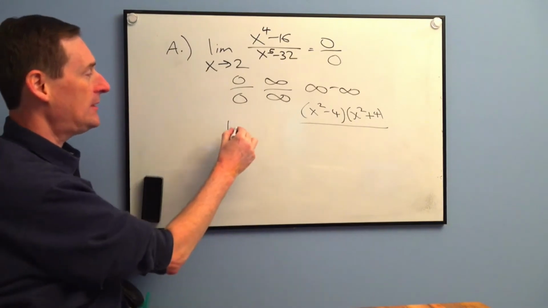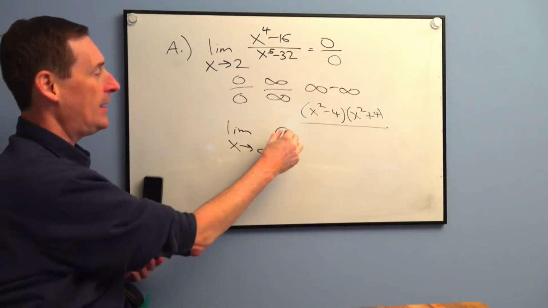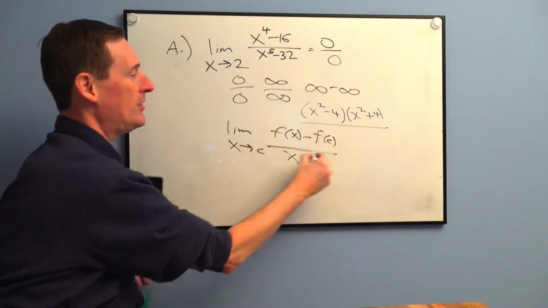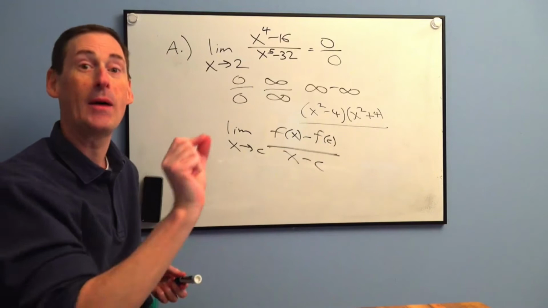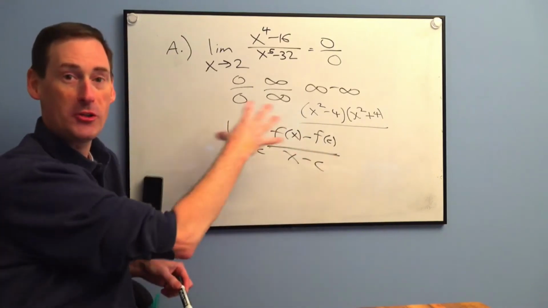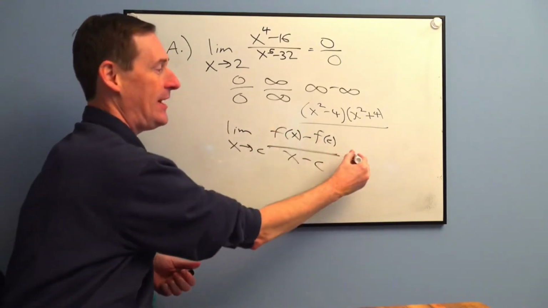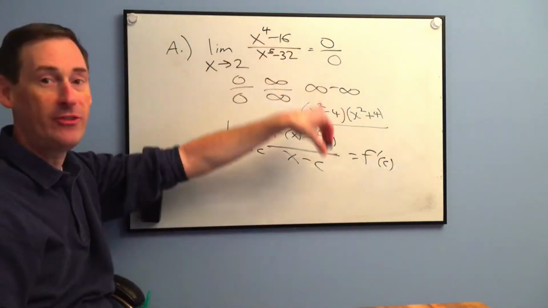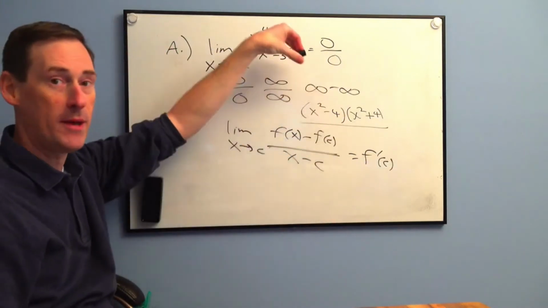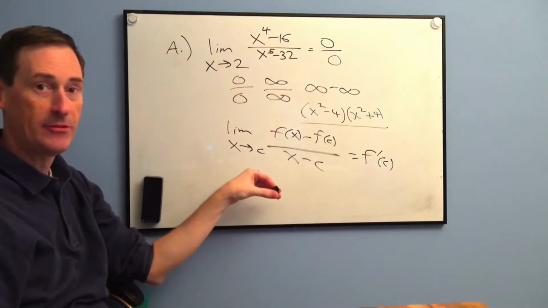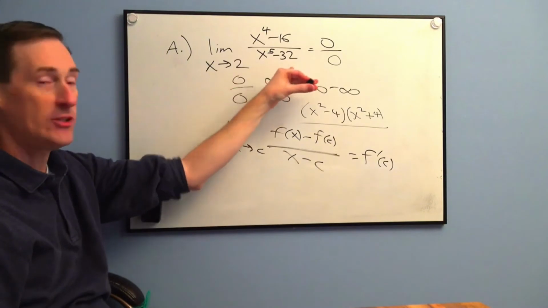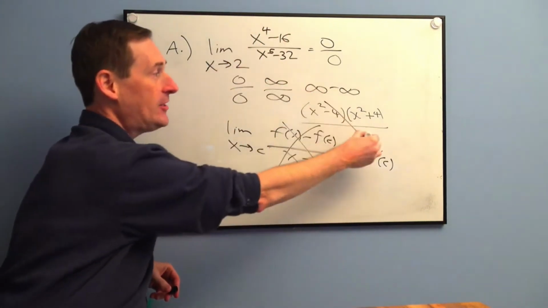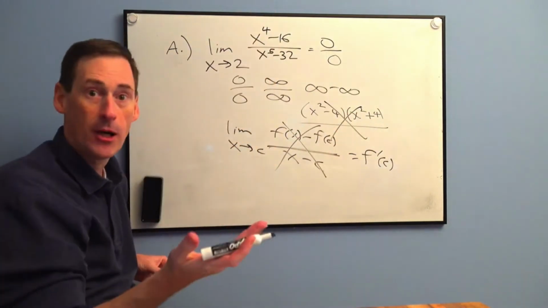There was something else we did, though. You remember the limit as x approaches c, and it was f of x minus f of c over x minus c. We called this the limit definition of the derivative at a point. Doesn't all this just mean take the derivative, plug in c, find f prime of c? Remember this tactic right here? Okay. This does not fit that form at all. Not one bit. C and c have to match. That's 2, that's 32. Okay, so this is worthless for this problem. Factoring is worthless for this problem, and it's indeterminate.